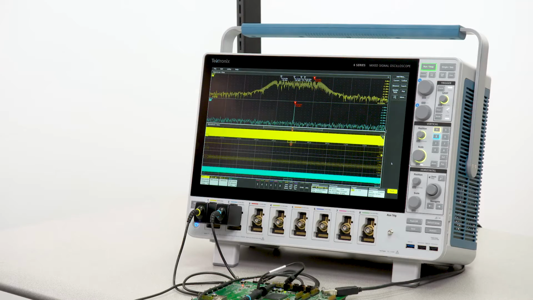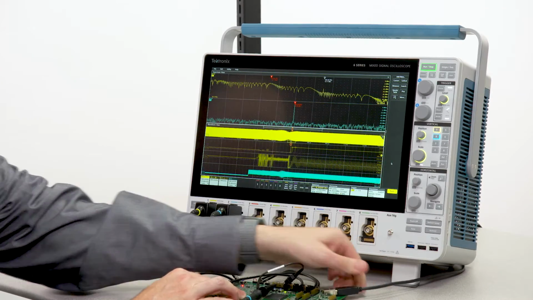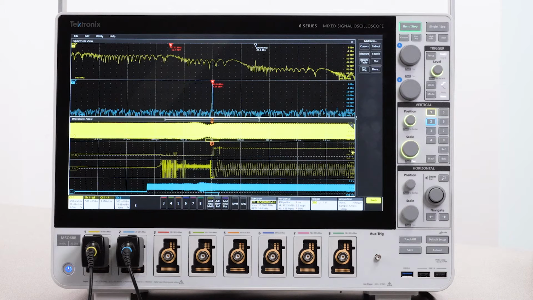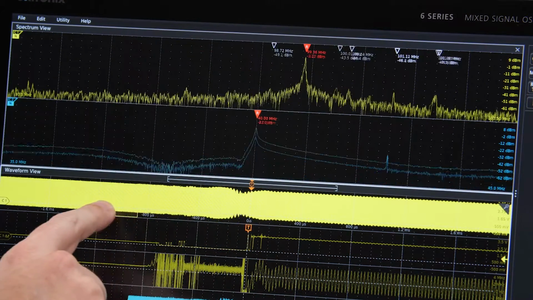Okay, now let's see what happens when I power cycle the board. The time domain and frequency domain information are synchronized. I can quickly scan through the startup sequence.